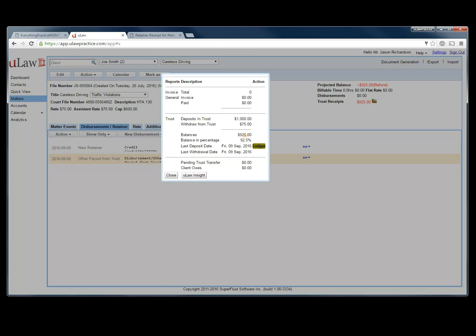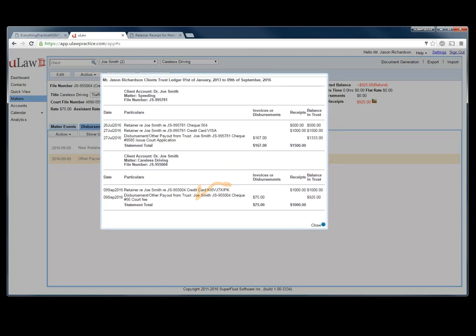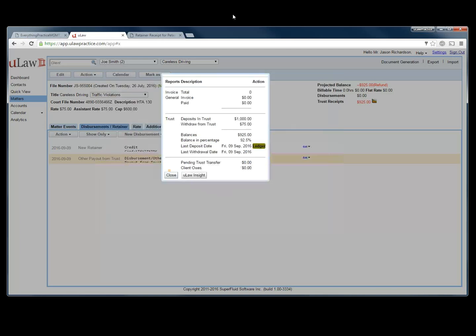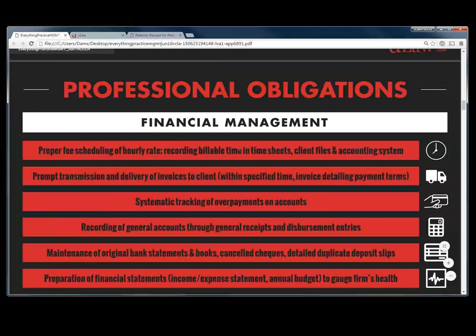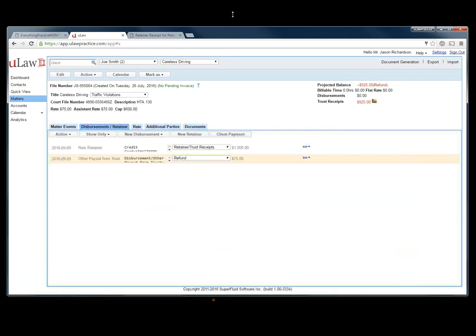the $925 has left. So that means the percentage left is so much. But when I look at the ledgers, it also clearly shows me that $1,000 was received and $75 is left. So a very, very simple way to record it can actually go a long way in establishing a proper disbursement strategy.